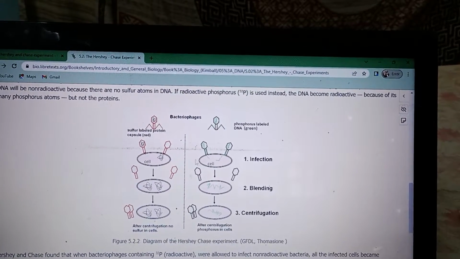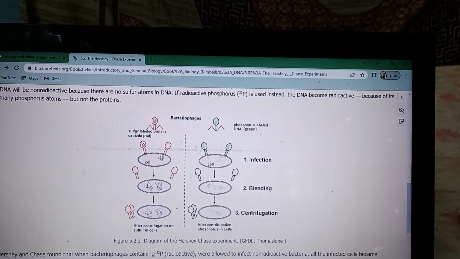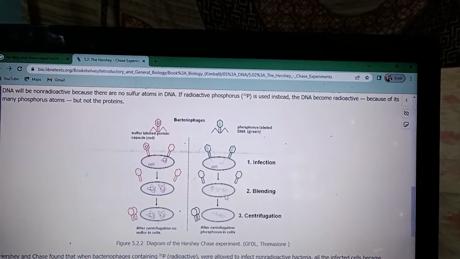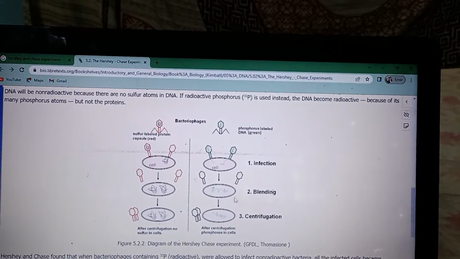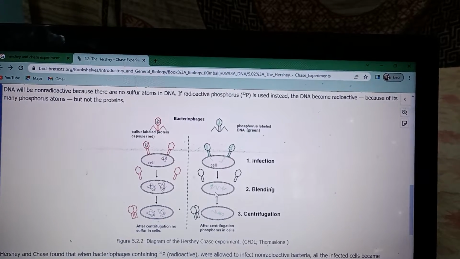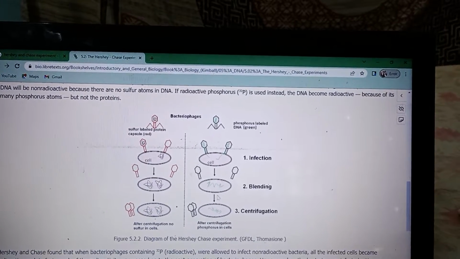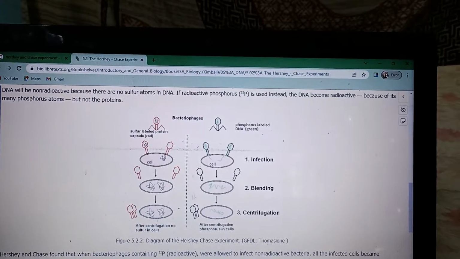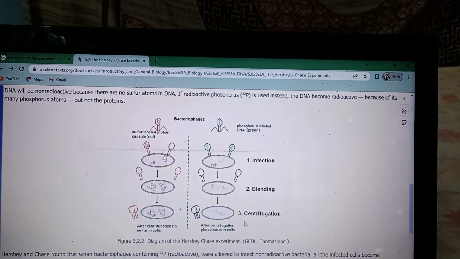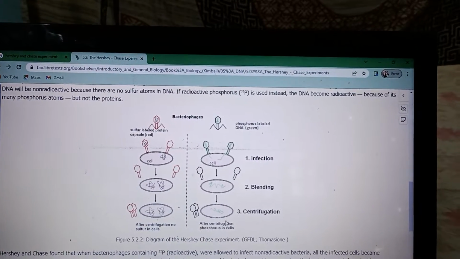And the second step is infection. So first we use radio labeling, the second one is infection, and then now we are going to blending. Blending just removes the capsids. The outer portion will be removed, and now our genetic material alone is present. So the final step is the centrifugation. So after centrifugation, what will be the result? That is our experimental result.